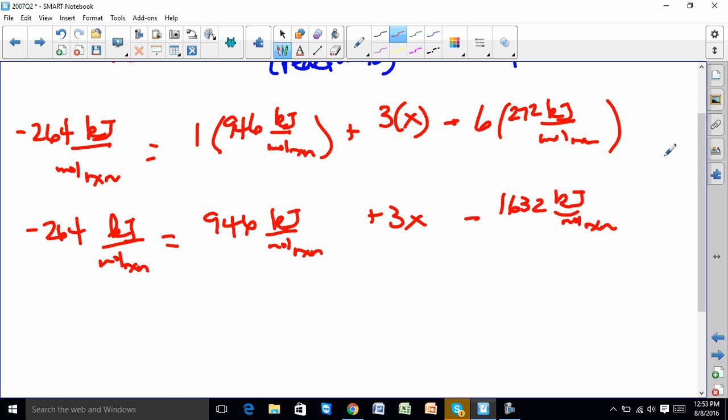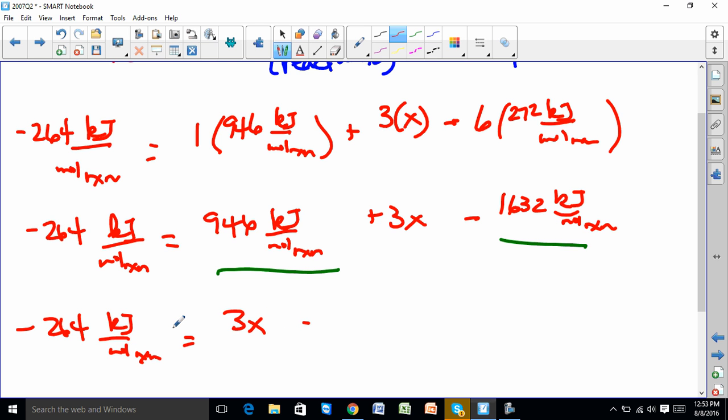There is a rule in algebra that you never work across an equal sign until you've simplified. So this and this are constants. We have to put those together. So negative 264 kilojoules per mole Rxn equals 3x minus 686 kilojoules per mole Rxn. Now I'm getting ready to solve it. I'm going to add 686 kilojoules per mole Rxn to both sides.